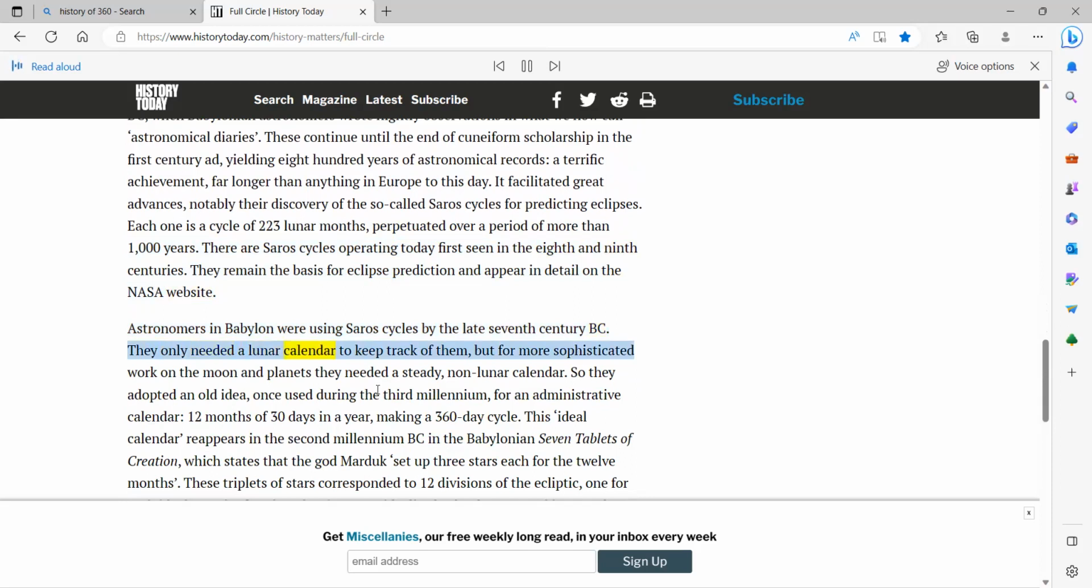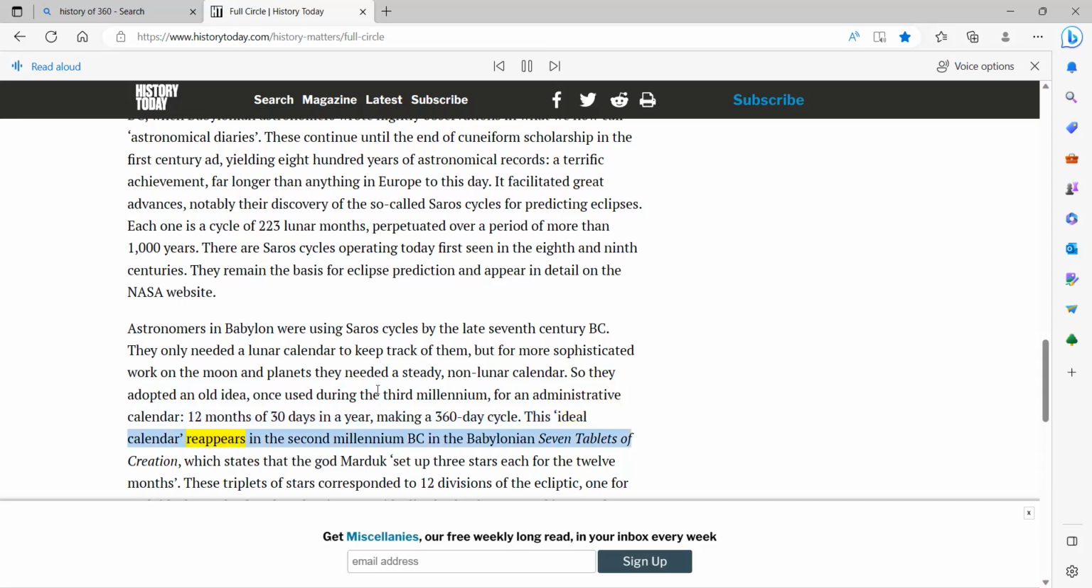They only needed a lunar calendar to keep track of them, but for more sophisticated work on the moon and planets, they needed a steady, non-lunar calendar. So they adopted an old idea, once used during the third millennium, for an administrative calendar, 12 months of 30 days in a year, making a 360-day cycle.